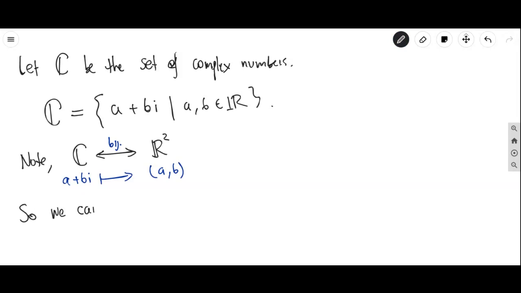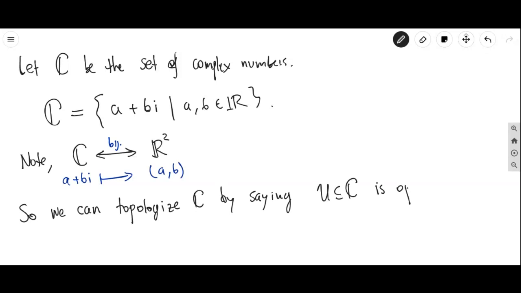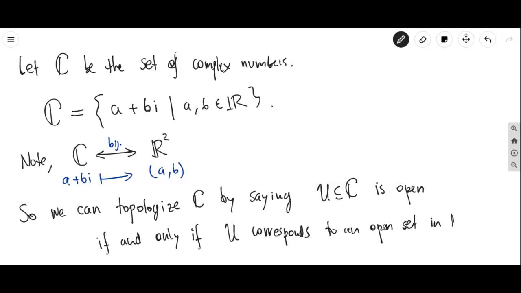So we can topologize the complex plane by saying that U, as a subset of the complex plane, is open if and only if U corresponds to an open set in R2. So you're using the topology on R2 to put a topology on the complex numbers. If you pair the real and imaginary parts into pairs, that gives you the corresponding region in the plane. If that corresponding region is an open subset, you declare that to be an open subset. It's the most reasonable way to do it.